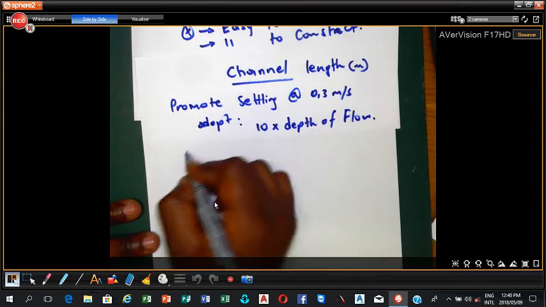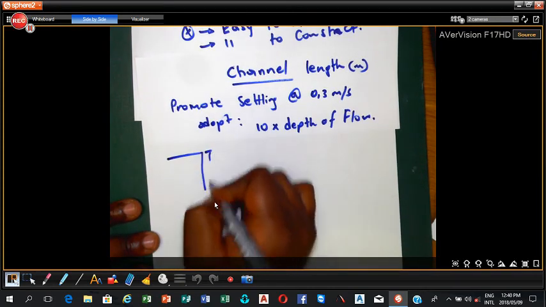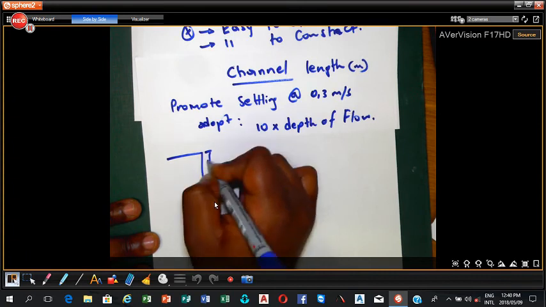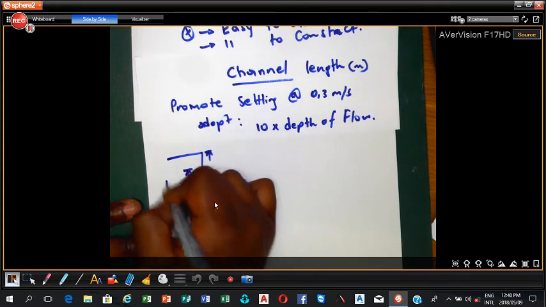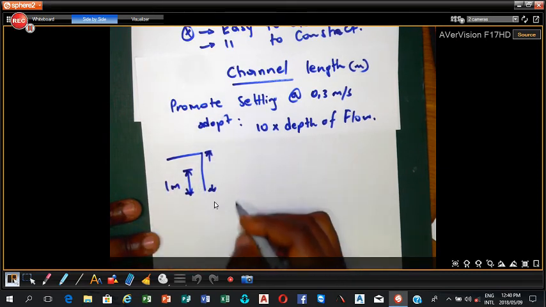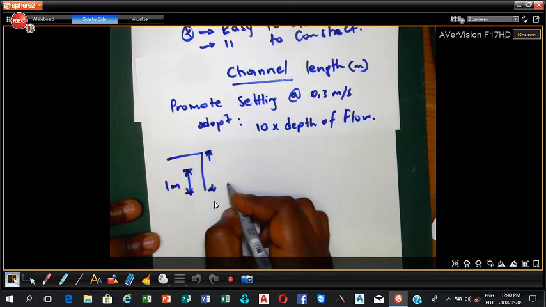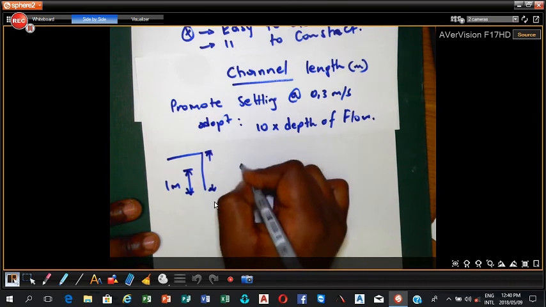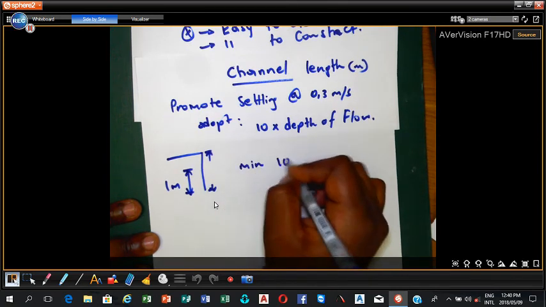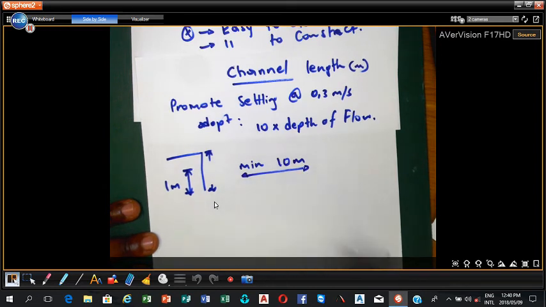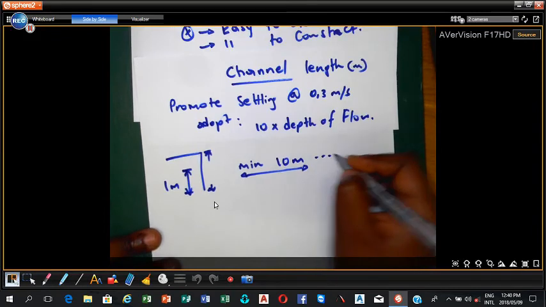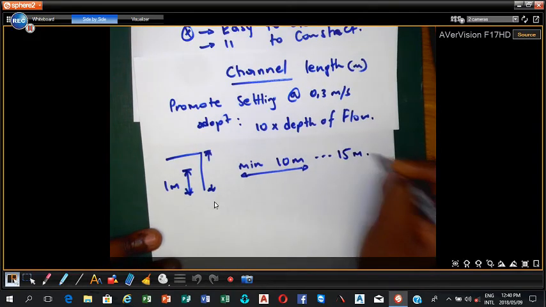Now, say for instance, if that was the depth of the channel from there, and that was the depth of flow there, to be 1 meter. If this is the case, the length of this channel will be reflecting a minimum of 10 meters. I hope you understand the calculation there. A minimum of 10 meters and also a maximum of 15 meters.